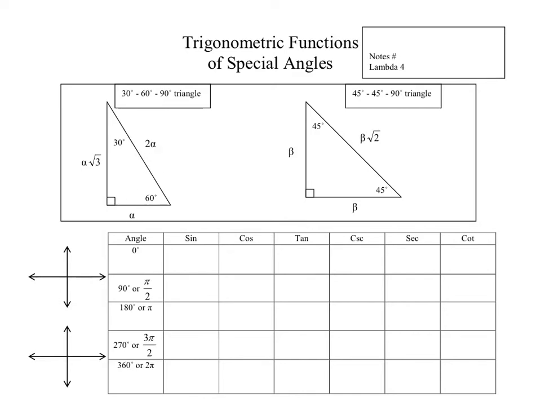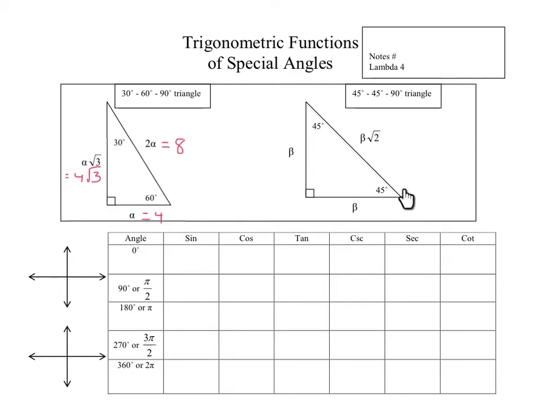Quick example with numbers. Let's say that alpha was 4. That would make opposite 90 2 times 4, which is 8. That would make opposite 60 4 times the square root of 3, which we would just leave as 4 square roots of 3. Just a quick little example.